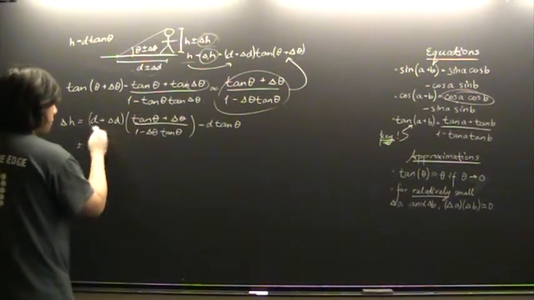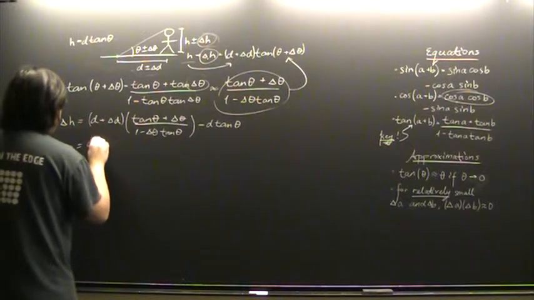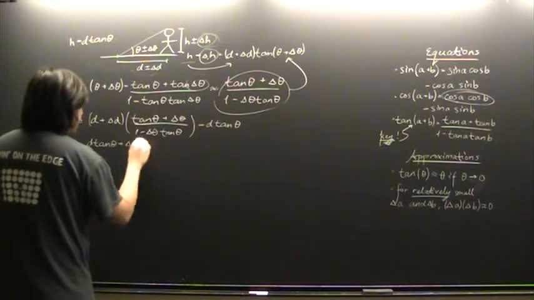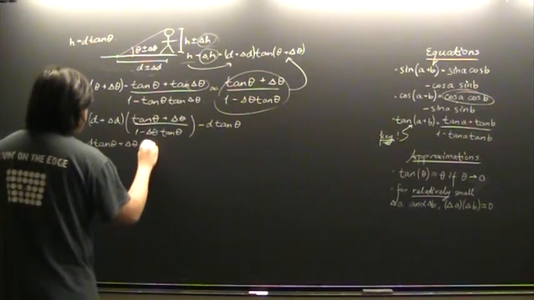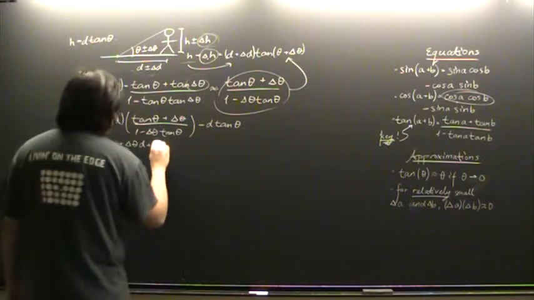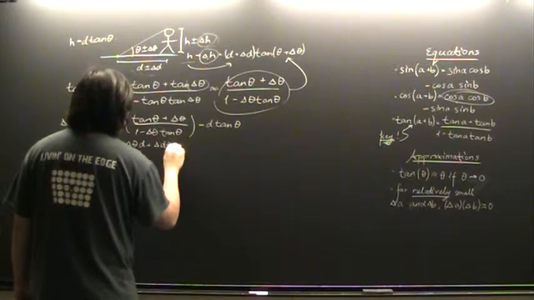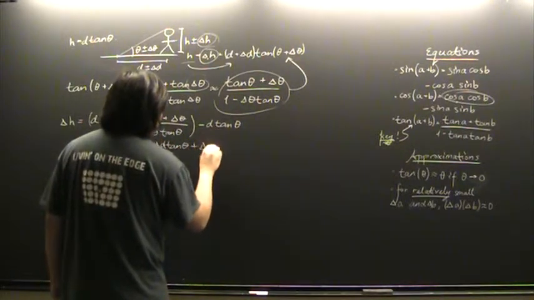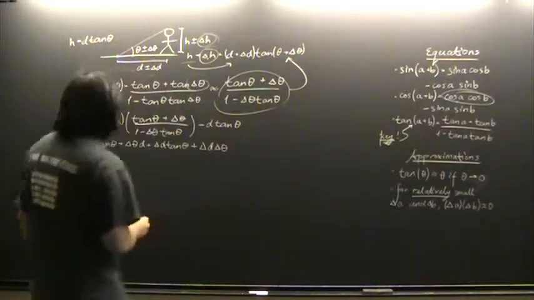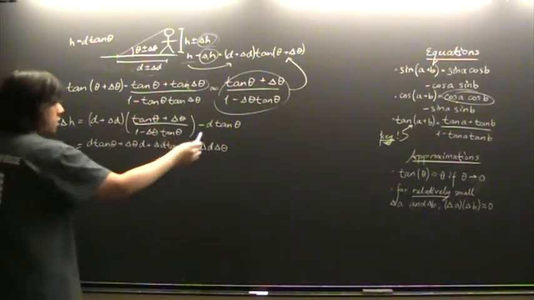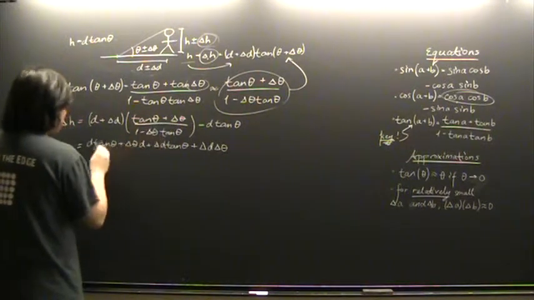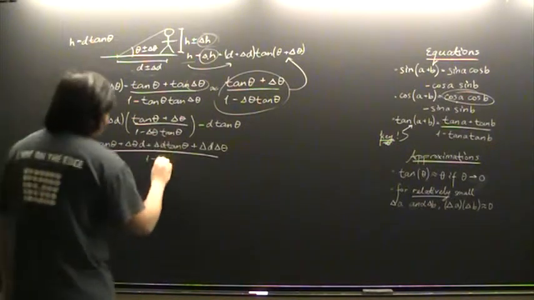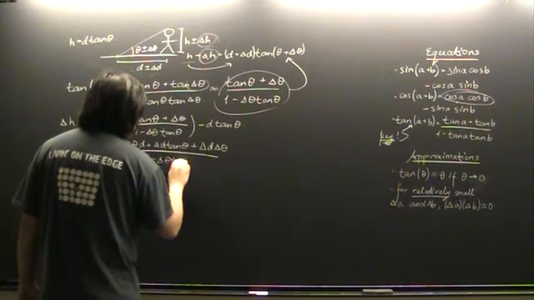So then the numerator of this fraction over here will become d tangent of theta plus delta theta times d plus delta d tangent of theta plus delta d delta theta. And then I also want to combine this term in with this. The denominator of this term is going to be 1 minus delta theta tangent of theta, right? No doubt. It's just simple algebra we're doing here.